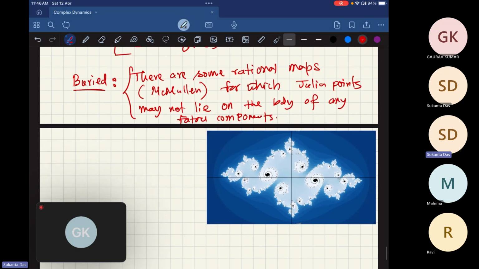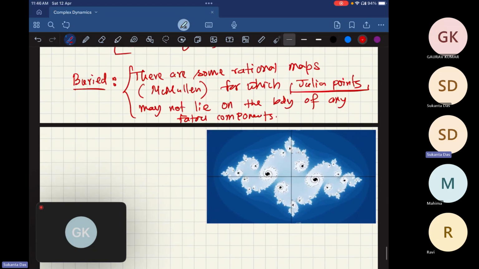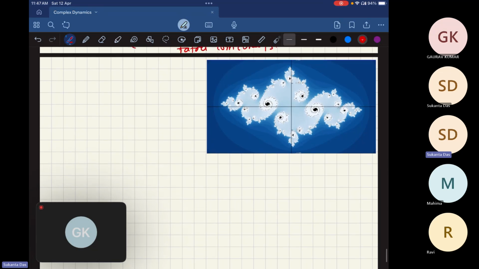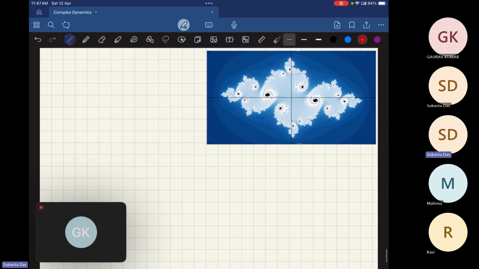So buried means a point in the Julia set. The term buried stands for points in the Julia set. We do not use the terminology buried for points which are in the Fatou set. So this is for the Julia set only. Okay.